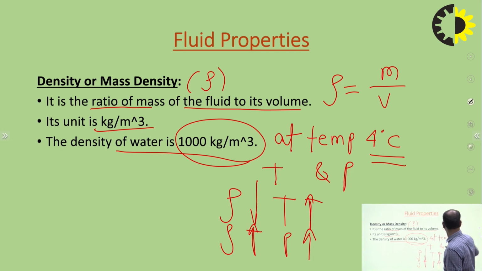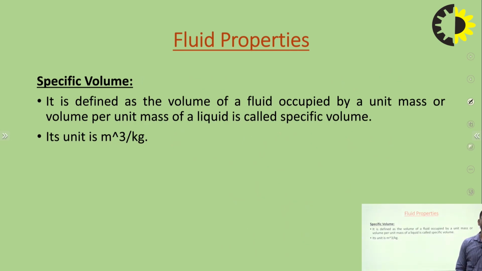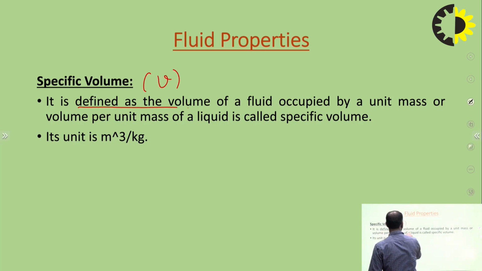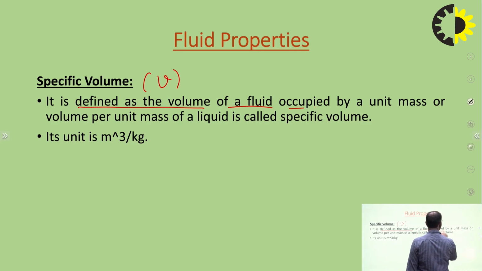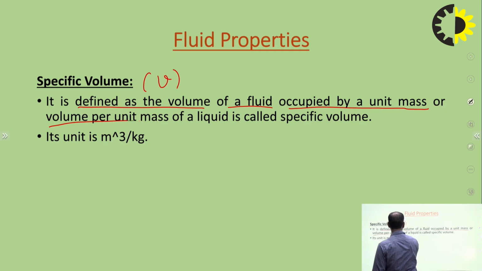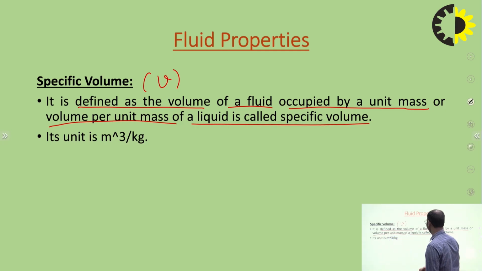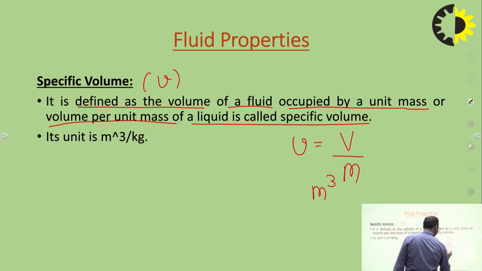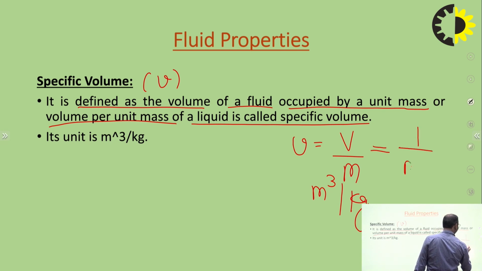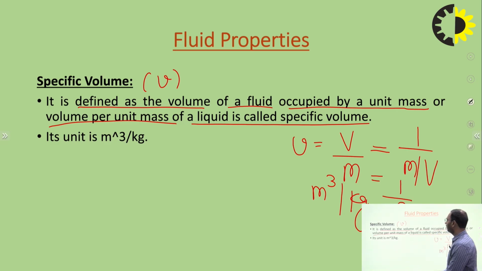Then the second property is specific volume, denoted by the symbol small v. What is specific volume? It is defined as the volume of a fluid occupied by a unit mass. The volume per unit mass of a liquid is called specific volume. The specific volume small v is equal to capital V by small m, and its unit is meter cube per kg. We can also write small v is equal to 1 upon m by v, and we know that m by v is rho. So, specific volume is the reciprocal of mass density.